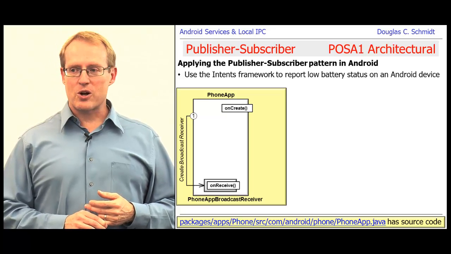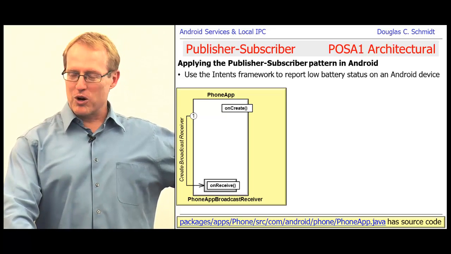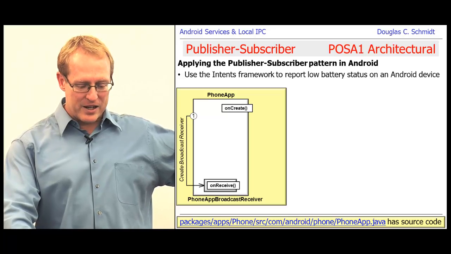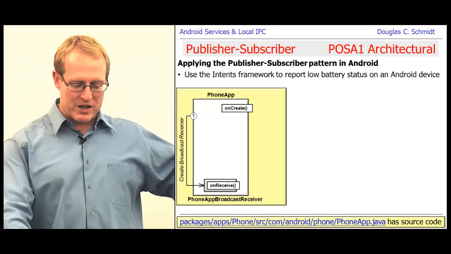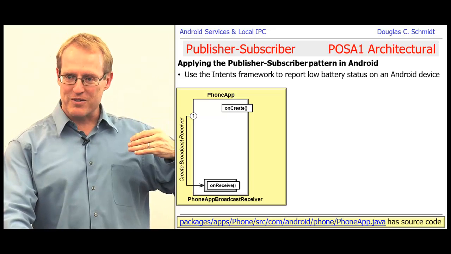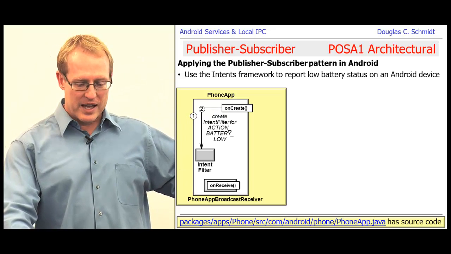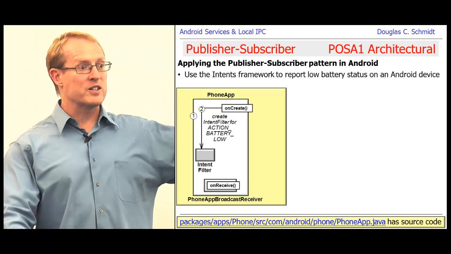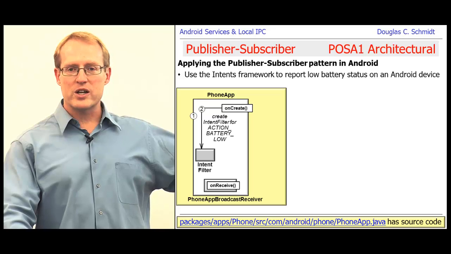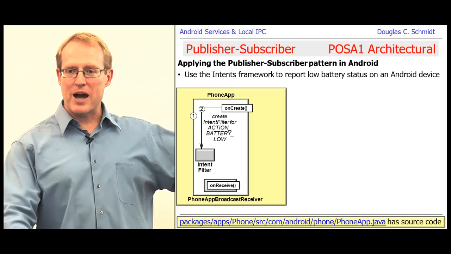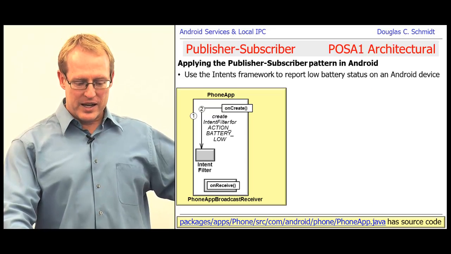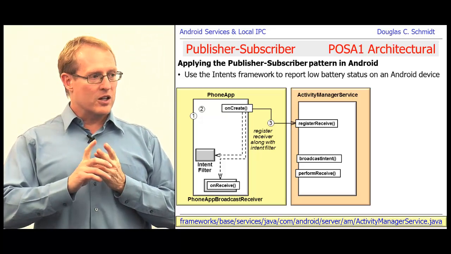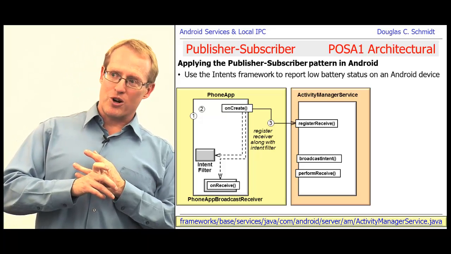When the phone app starts up, as part of its initialization before the onCreate method is called, it goes ahead and creates a broadcast receiver called the phone app broadcast receiver. So it makes an instance of this thing. And then in its onCreate method, it creates a bunch of intent filters, one of which is for action battery low, which is an intent. And then it registers that intent filter along with the phone app broadcast receiver.